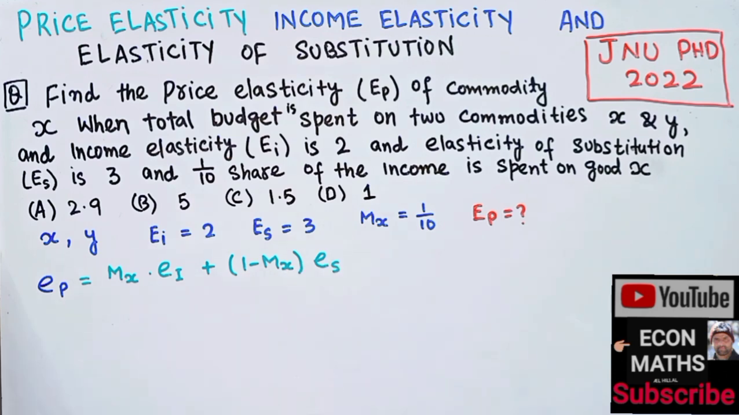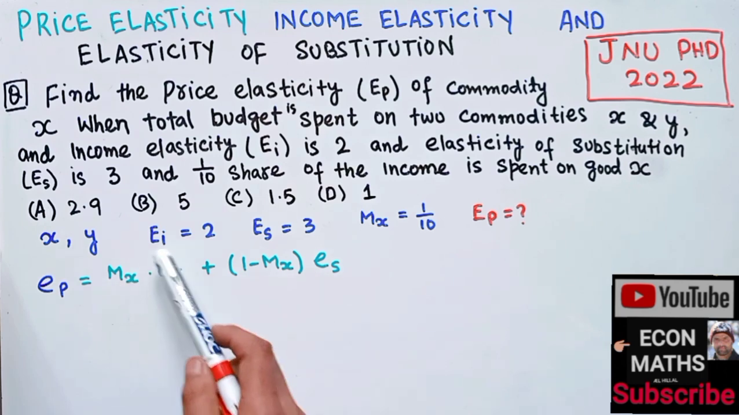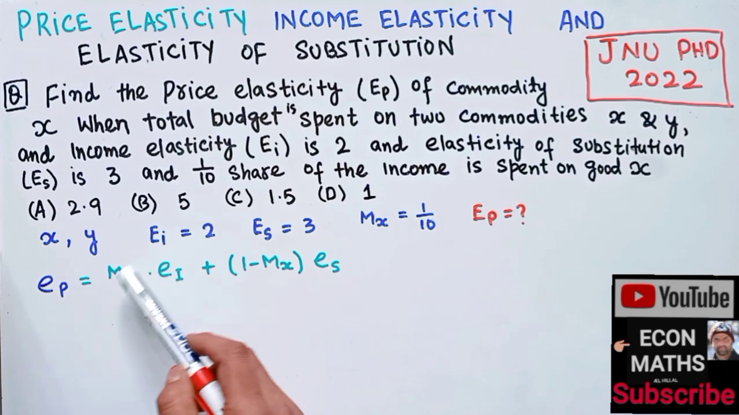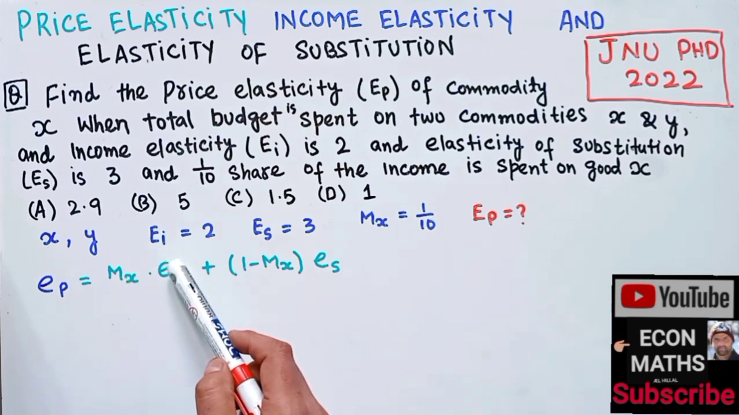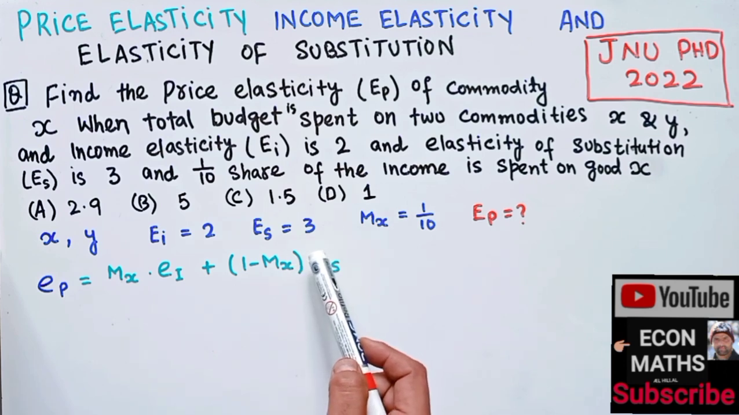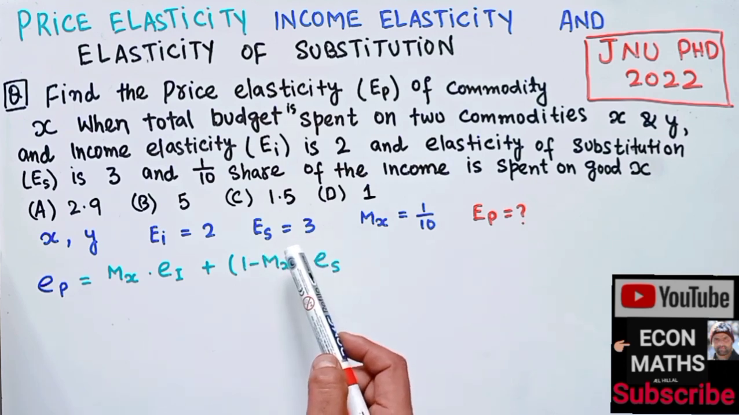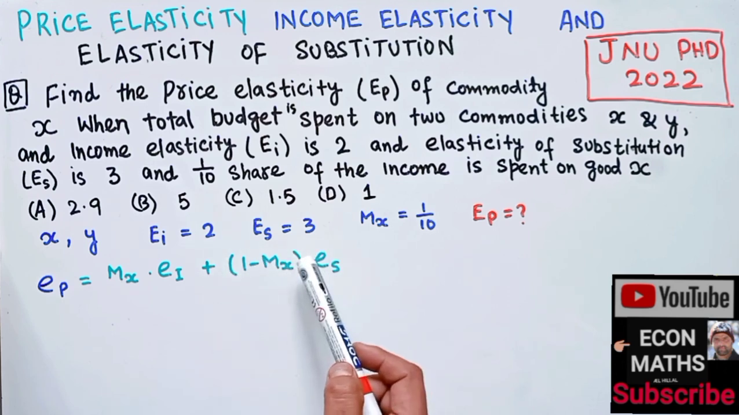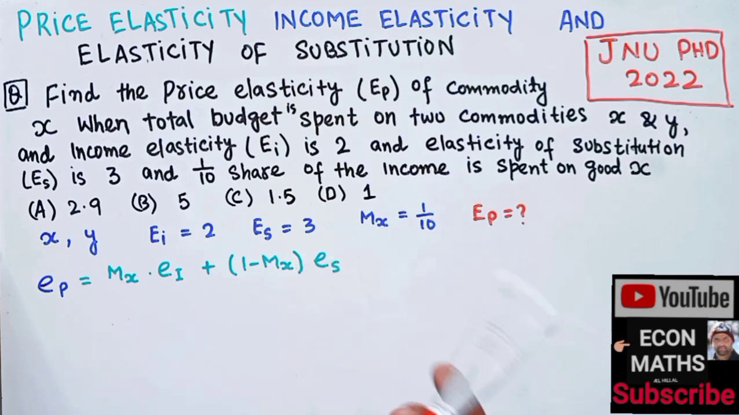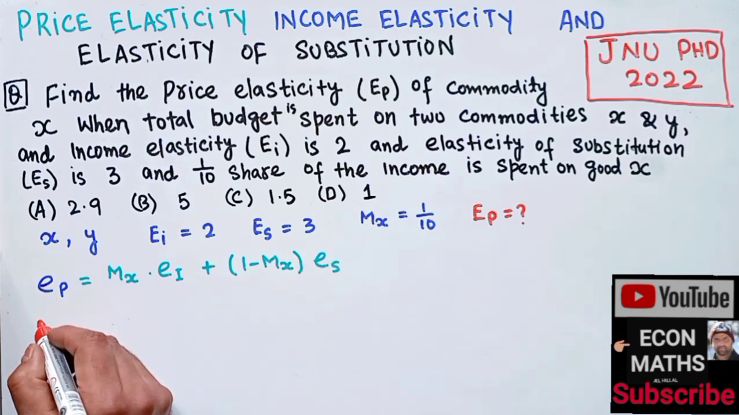Basically, this equation tells us that price elasticity is influenced by the income elasticity partly, and by the elasticity of substitution partly. This first term shows us the influence of income elasticity on price elasticity of demand, and the second term shows us the influence of the substitution effect on price elasticity of demand, and the magnitude of this, in turn, depends upon the elasticity of substitution. And let us give the variables their values.